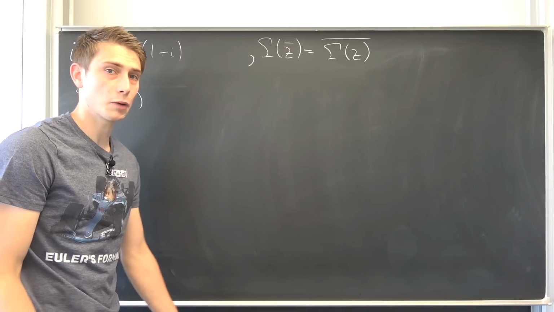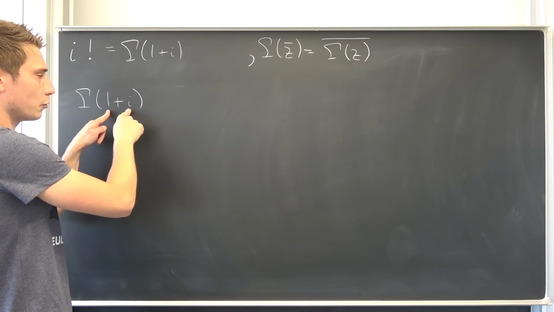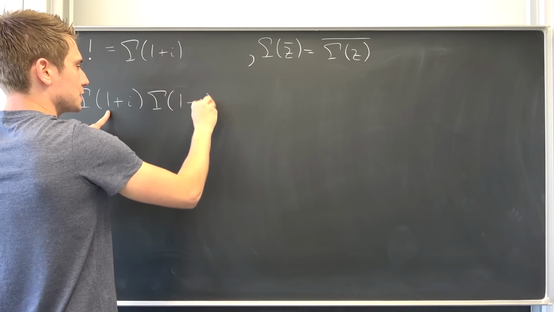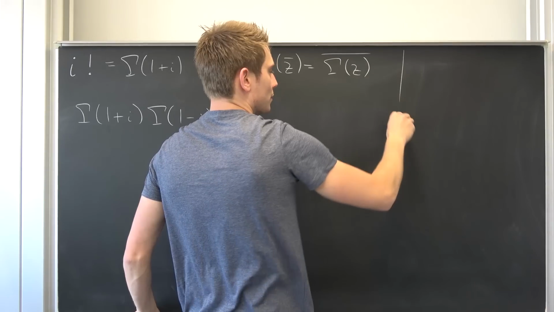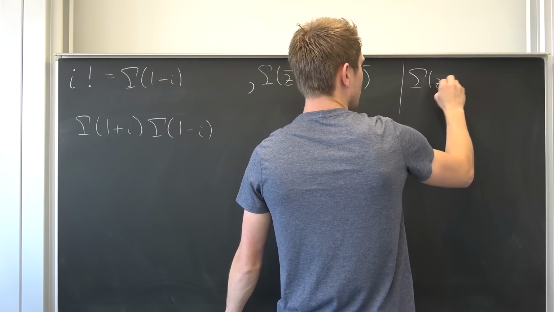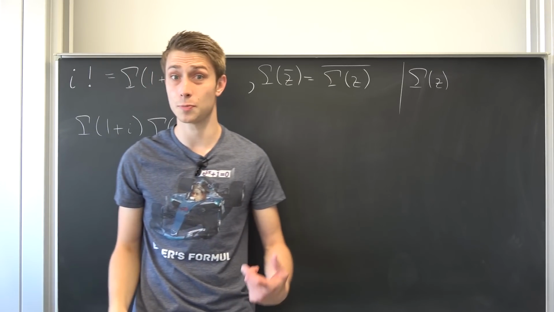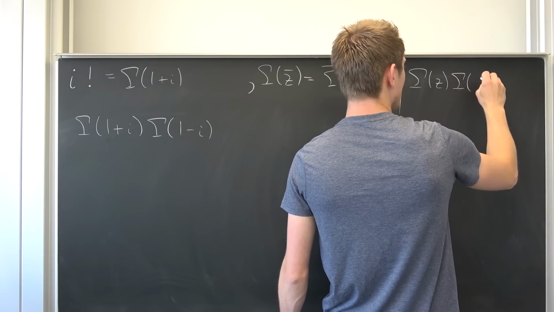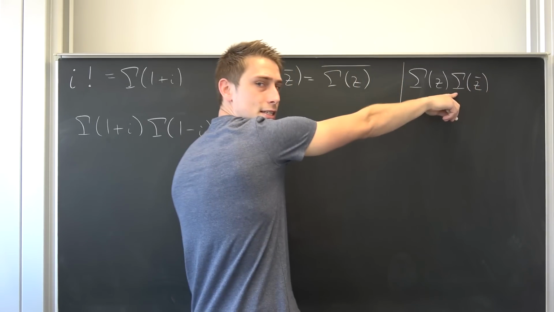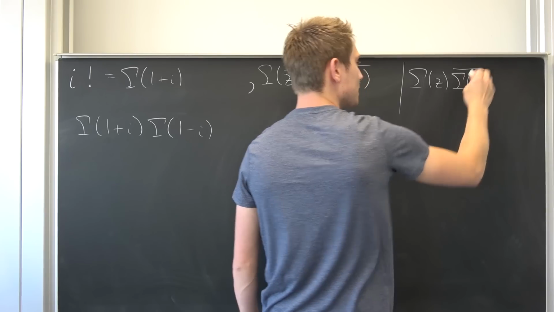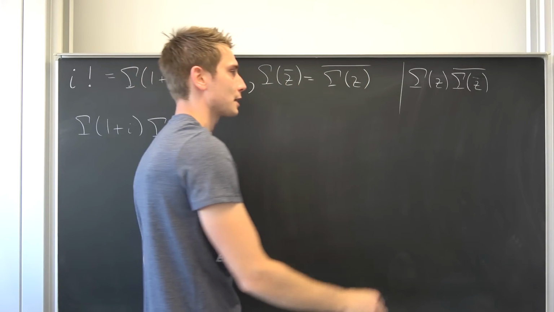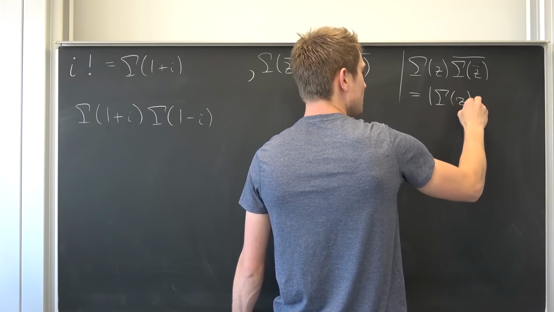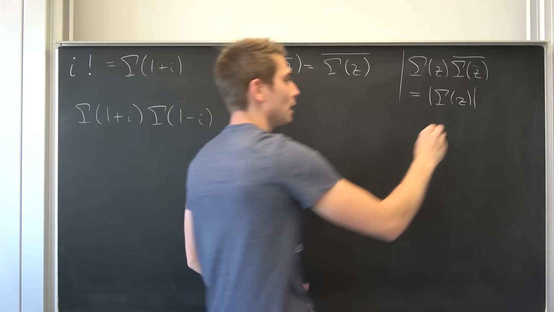Like I said before, I would like to multiply together gamma of 1 plus i with its complex conjugate, gamma of 1 minus i. Here's what we have said before. If we assume that gamma of z is going to spit out a complex number, and we multiply it together with the complex conjugate, this is going to result in gamma of z times the complex conjugate of gamma of z. But we have seen before that this is going to result in the modulus of gamma of z, so the length of this complex vector, but squared.